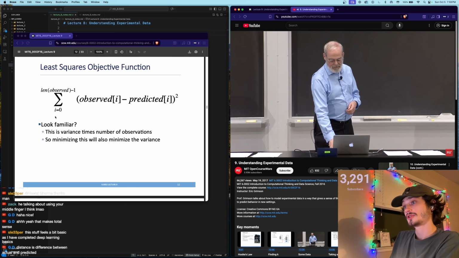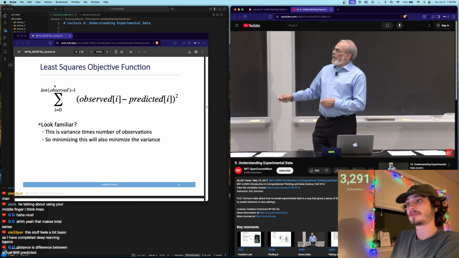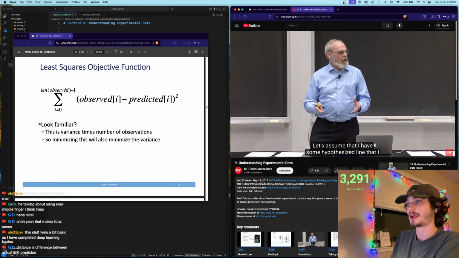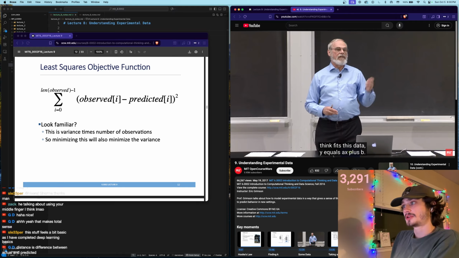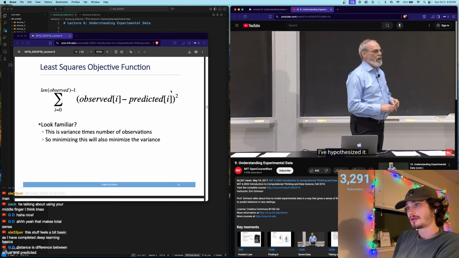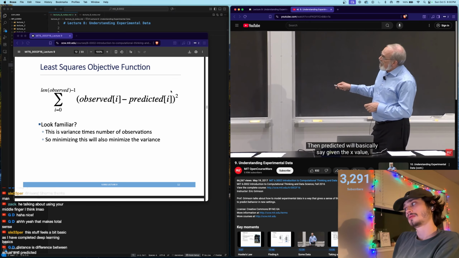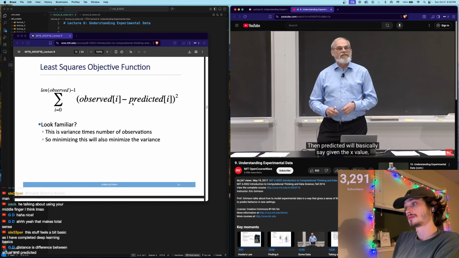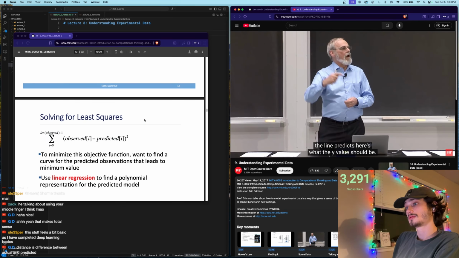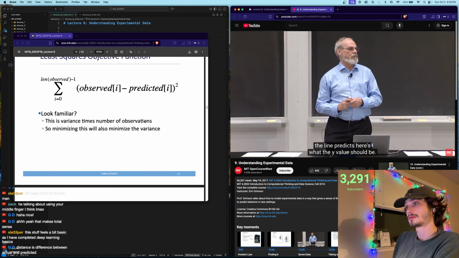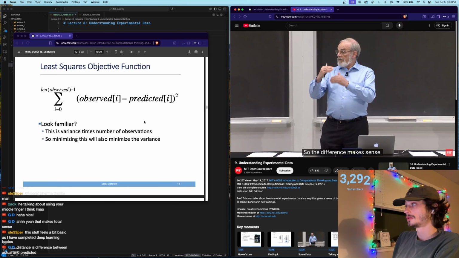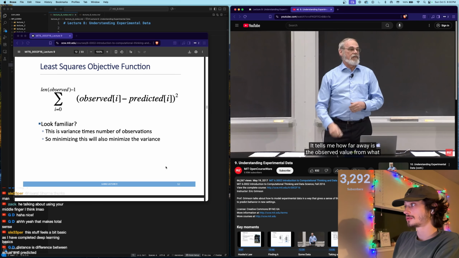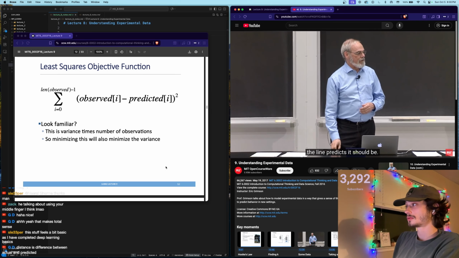So the sum over all values starting from 0 to the length minus 1, because it's a zero-indexed array, of the observed minus the predicted, ax plus b, all squared. I've hypothesized a and b. Then predicted will basically say, given the x value, the line predicts here's what the y value should be. And so I'm going to take the difference between those two and square it. The difference tells me how far away the observed value is from what the line predicts it should be.